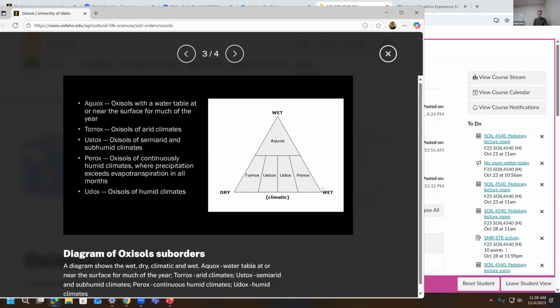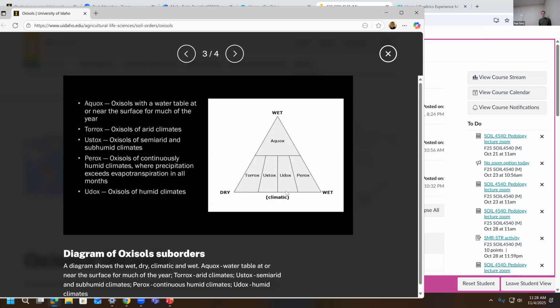So on the dry end on the left, torric, meaning hot and dry, arid climate, Oxisols, ustox and udox there for the soil moisture regimes. And then the perox would be the most precipitation, the highest annual precipitation, most humid climate, perhaps.